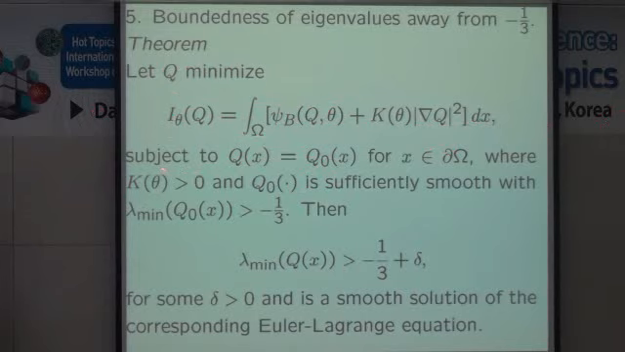For example, suppose Q is specified on the boundary as a given function Q0 of x, and we'll suppose that Q0 is sufficiently smooth and that its minimum eigenvalue is bounded away from minus a third. So now you see this integrand blows up as the minimum eigenvalue goes to minus a third. So it's very reasonable to think that the minimum eigenvalue of Q of x should be bounded away from minus a third. And that's what this theorem asserts.